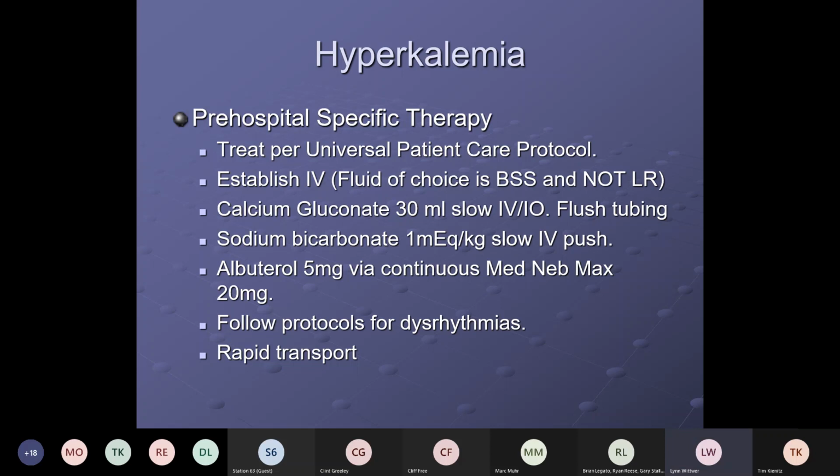I think that the 30 mils of calcium gluconate will be enough for most of our patients, unless you're transporting a huge long time, like from the far ends of the county. That should be adequate. You don't need to repeat that. You might want to repeat if the patient's 12 lead begins to deteriorate again; you could certainly give another dose of bicarbonate. I don't think most rigs will have any more than 3 or 4 amps of calcium gluconate.